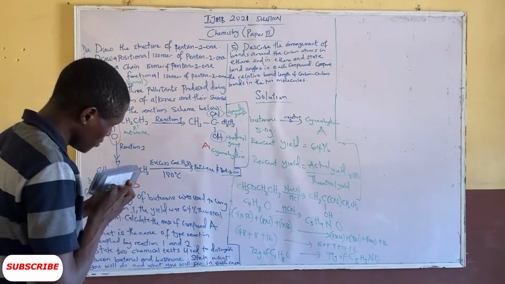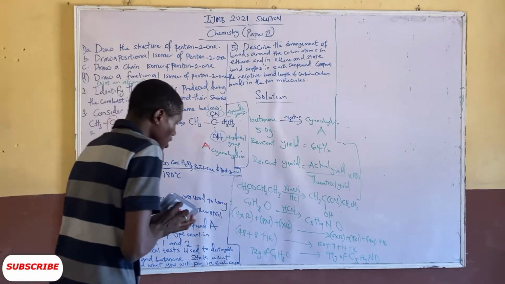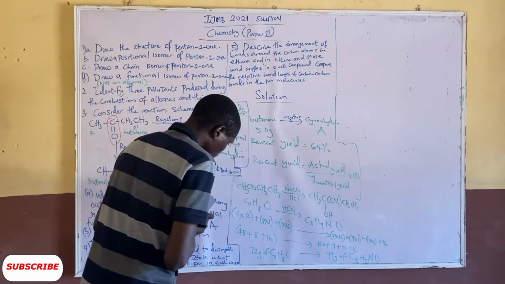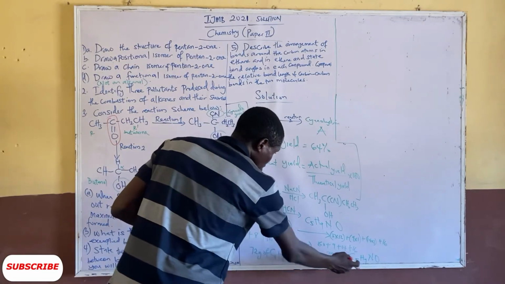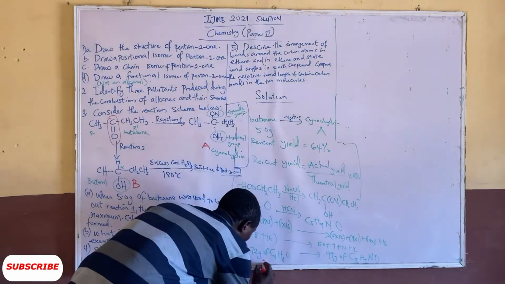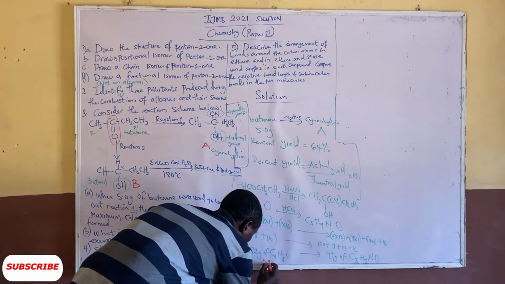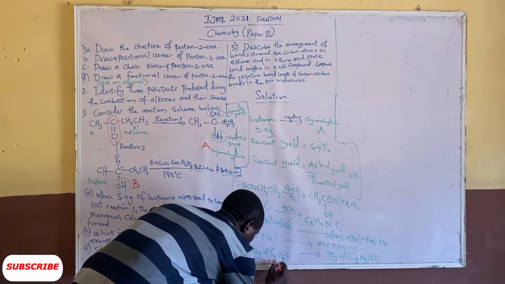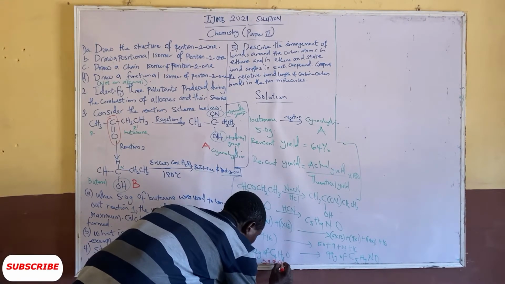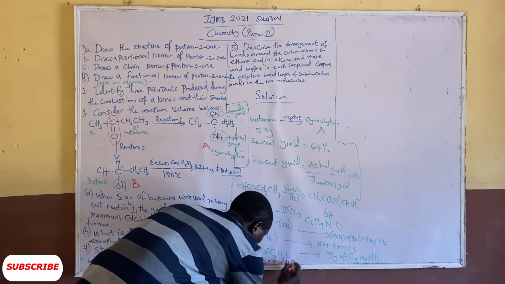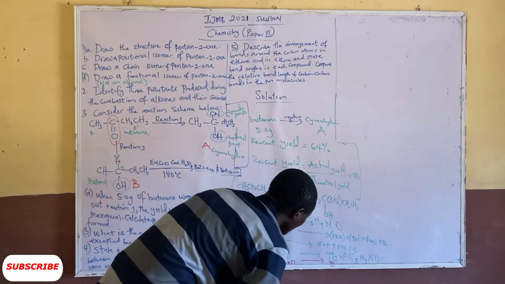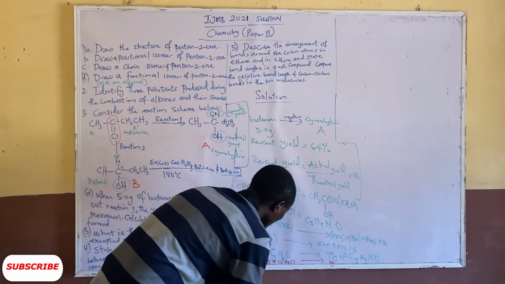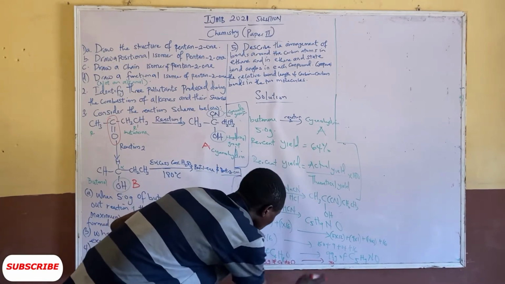So if 72 grams of this produce this, what about 5 grams of C4H8O? We give X grams. So we cross multiply: this one multiplied by this, and this one multiplied by this.